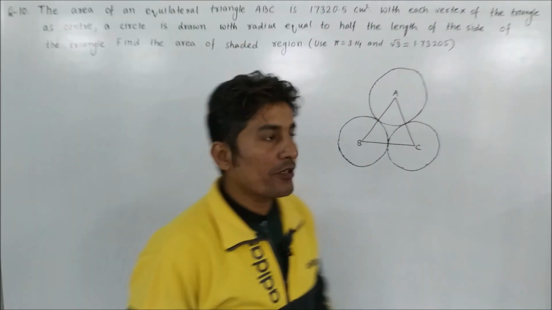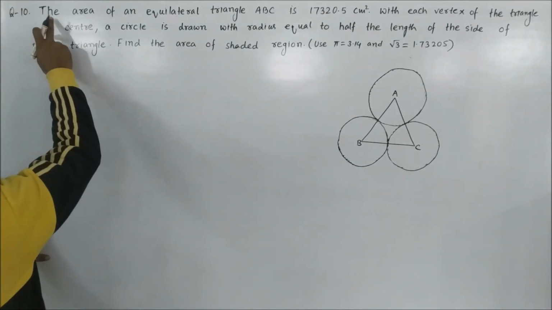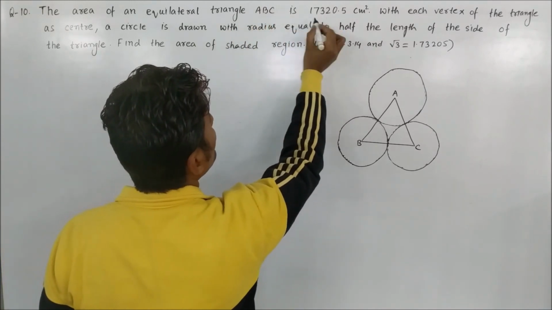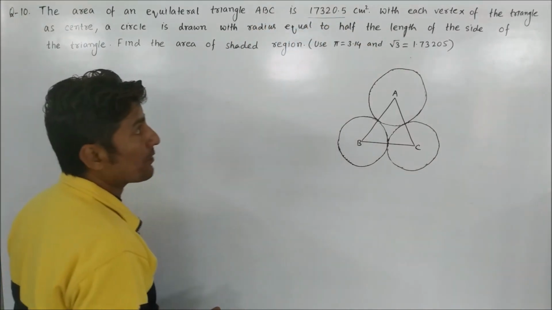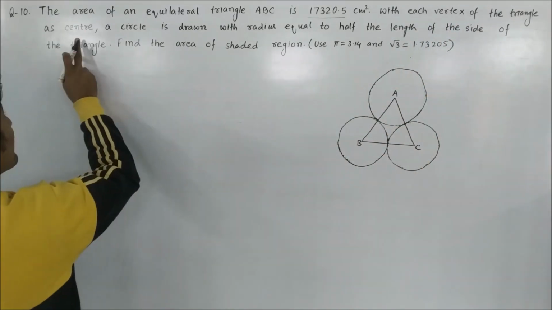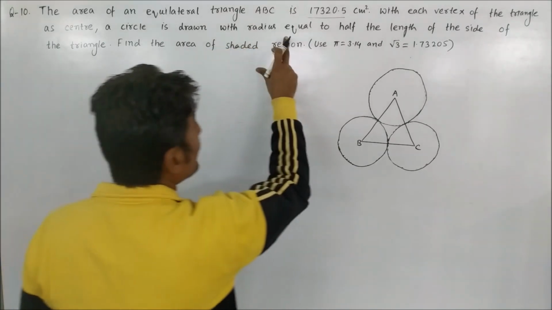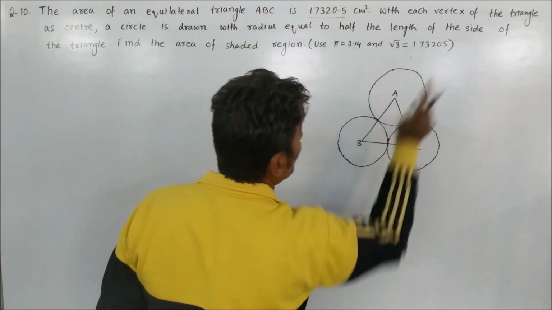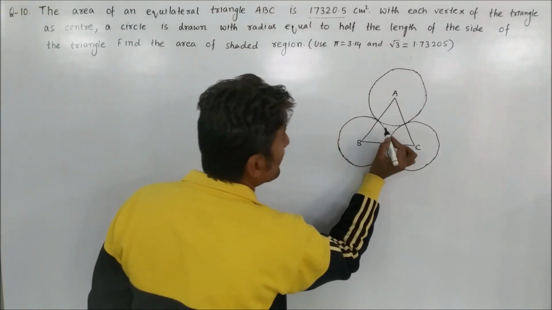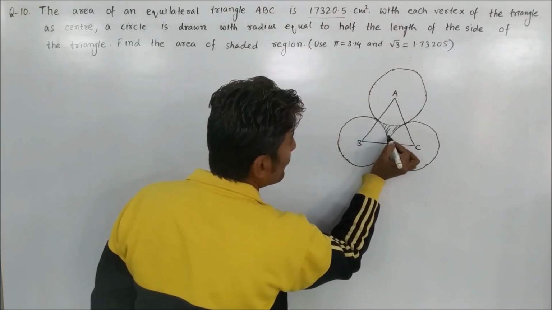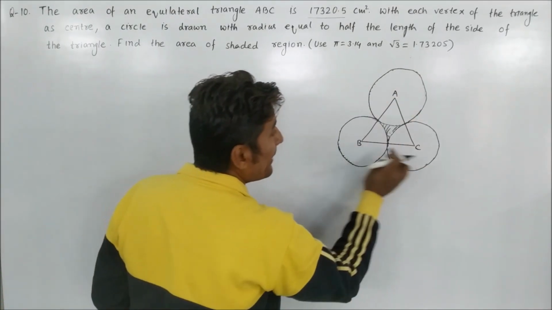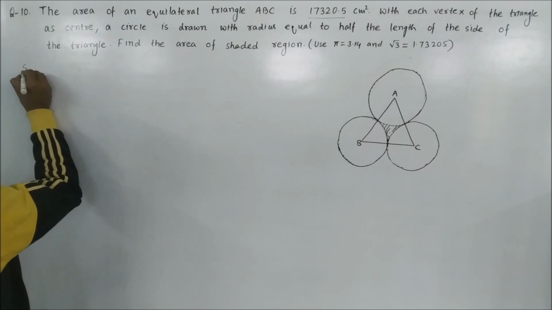Now let us consider question number 10 of the same exercise. The area of an equilateral triangle ABC is 17,320.5 centimeter square. With each vertex of the triangle as center, a circle is drawn with radius equal to half the length of the side of the triangle. Find the area of the shaded region. So this is the shaded region and we have to find its area. Area of triangle ABC is given, so let us see the solution of this question.